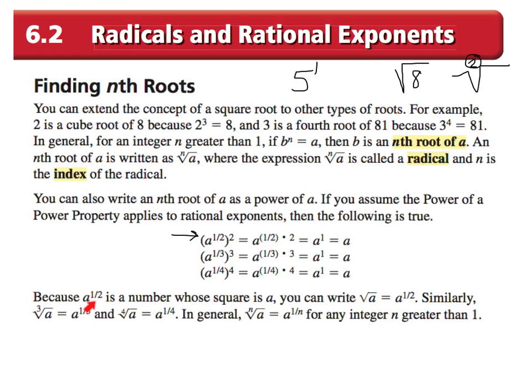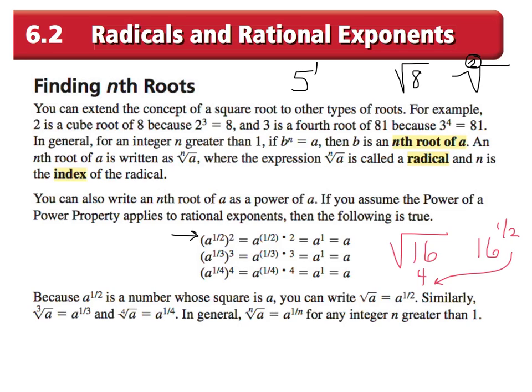Because a to the 1/2 is a number whose square is a, you can write the square root of a as a to the 1/2. That's important. The square root of 16. You all know that the square root of 16 is 4. But you can actually write that as 16 to the 1/2 power. That's what this is saying.